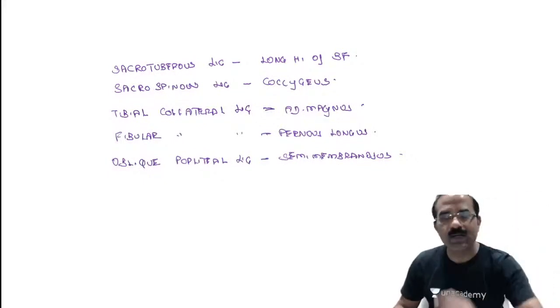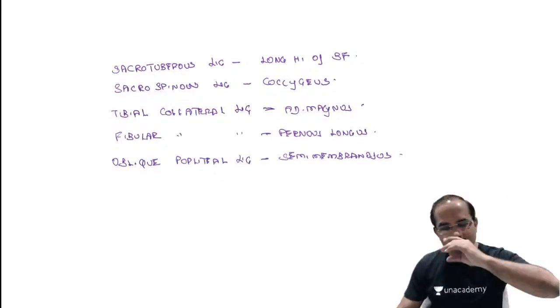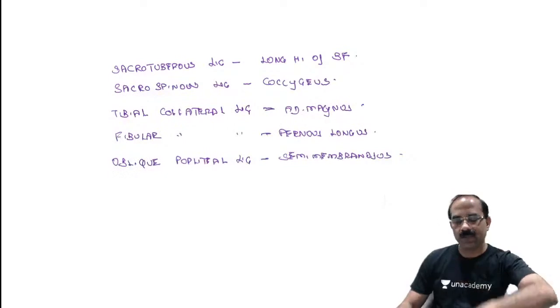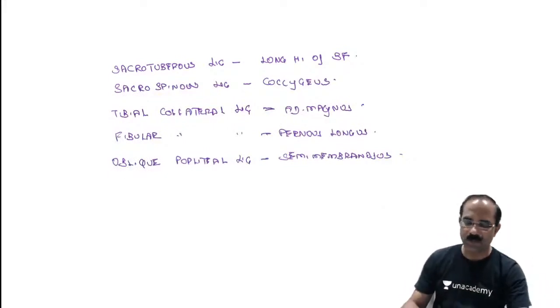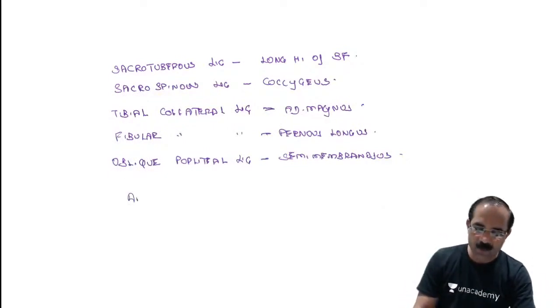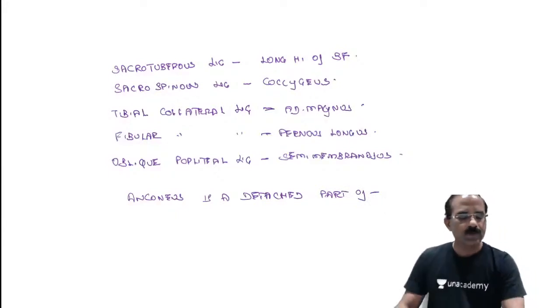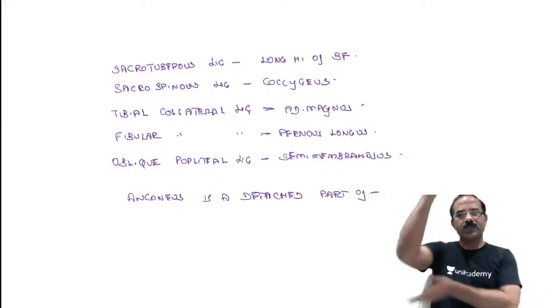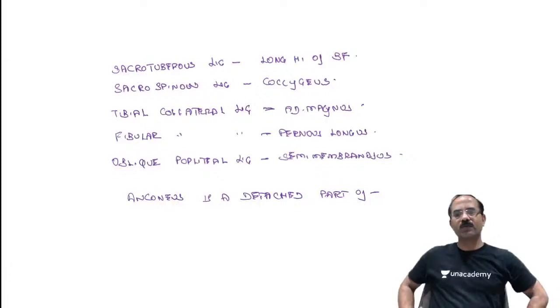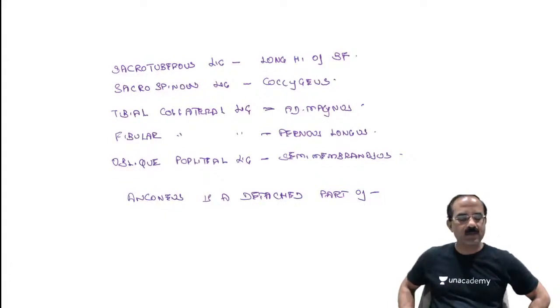Now these are degenerated parts, children. There are some detached parts of the muscle. If you can tell me, anconeus is a detached part of? Anyone? Can you answer this? Anconeus is in the back of the forearm. Anconeus muscle is a detached part of? Can anyone answer this?